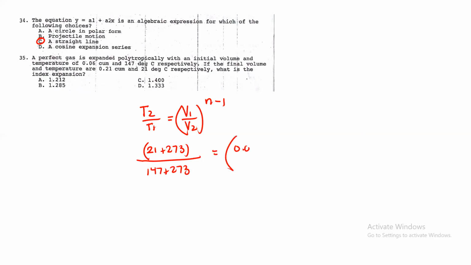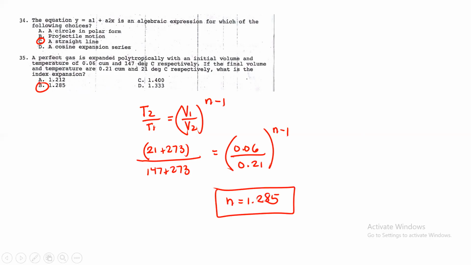So T2 over T1. So polytropic relation lang. V1 over V2 raised to n minus 1. So substitute. So T2 is 21 plus 273. Then T1 natin is 147 plus 273 is equals to V1, so 0.06. Then V2 is 0.21. So raised to n minus 1. So n makuha natin is 1.285. So letter B.